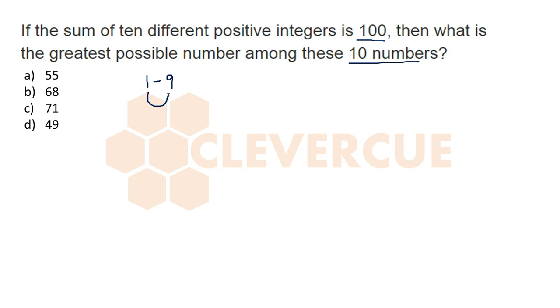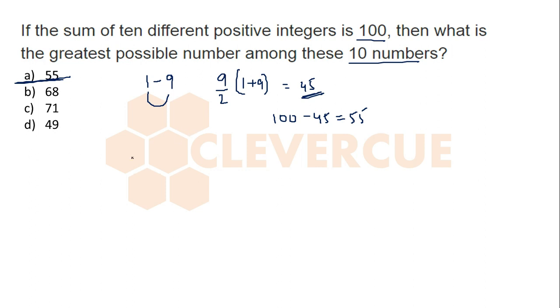See, there are total 9 numbers. Okay, the formula for sum of n digits will be n by 2 into, see, first number is 1 and last number is 9, so 9 by 2 into 10. This is equal to 45. See, here it is 1 plus 9 is 10. So 2 into 5 is 10 and 9 into 5 is 45. So the other number, which is the greatest possible number, will be 100 minus 45, which is equal to 55. Option A is the right answer.